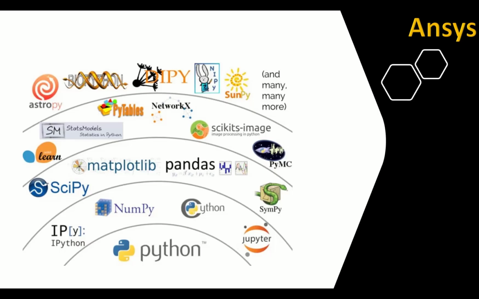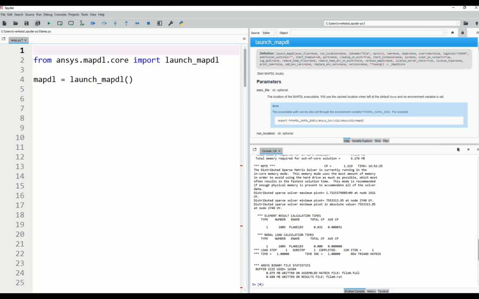With ANSYS products in a Pythonic environment, you have access to numerous Python libraries, and you can use them together with your ANSYS simulations. With PyAnsys, you can automate ANSYS simulations, extract data from ANSYS results, and perform post-processing tasks with ease.